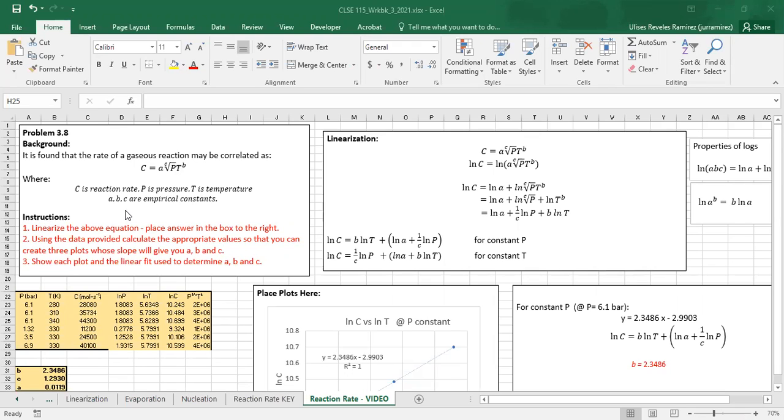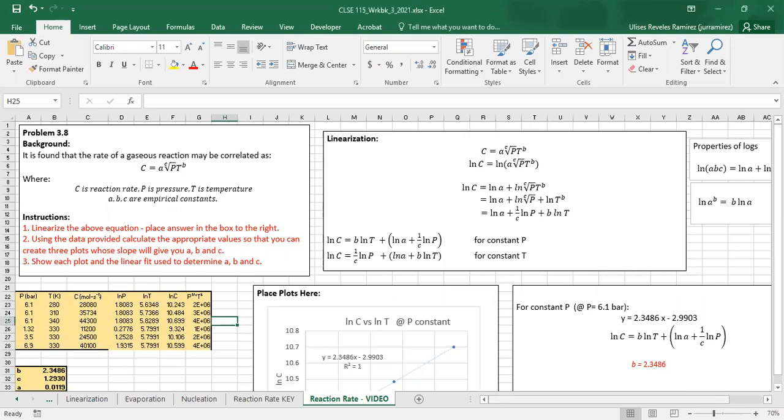Instructions are: linearize the above equation, and place your answer in the box to the right. Use the data provided to calculate the appropriate values so that you can create three plots whose slopes will give you A, B, and C. Show each plot. Okay, so let's start here with the equation.